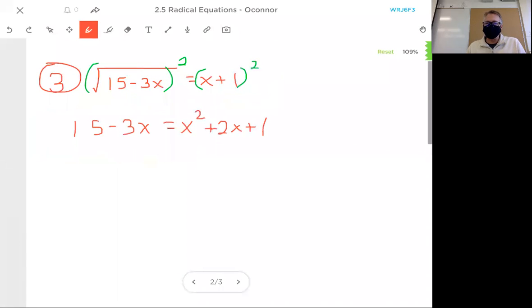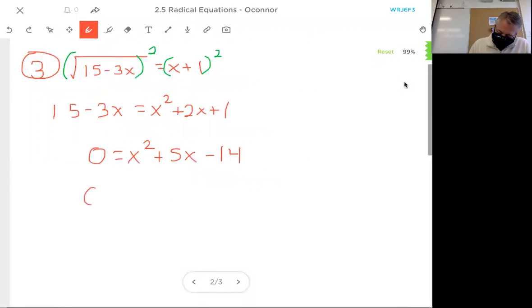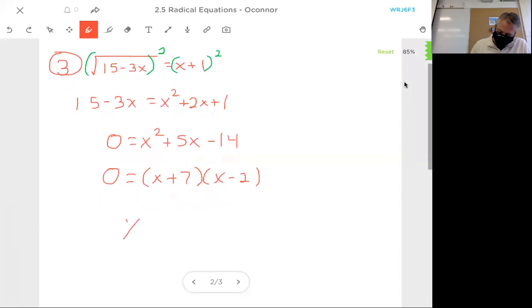Now I want to get everything onto one side. So I'll move everything to the right. I have 0 is equal to x squared plus 5x minus 14. And that looks like it's going to factor into x plus 7 times x minus 2, giving us answers of negative 7 and positive 2.